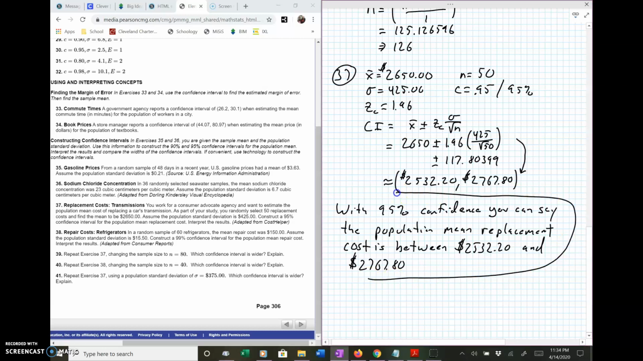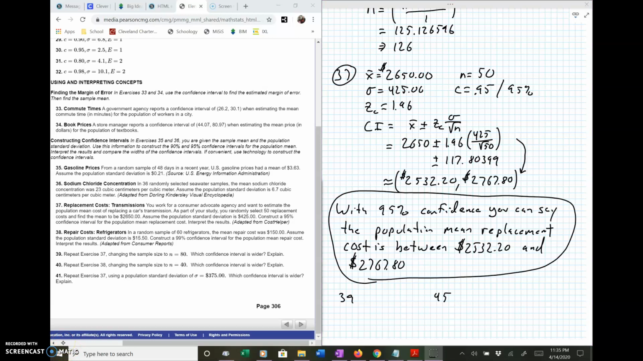The wording, you could use some different orders. The population mean replacement cost is between 2532.20 and 2767.80 with 95% confidence. You can arrange that a little bit differently, but saying pretty much the same thing. You want that 95% confidence, not 95% probability, 95% confidence.